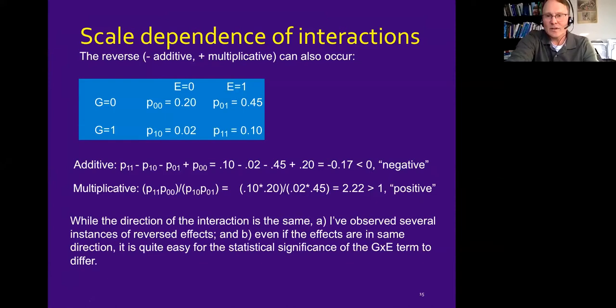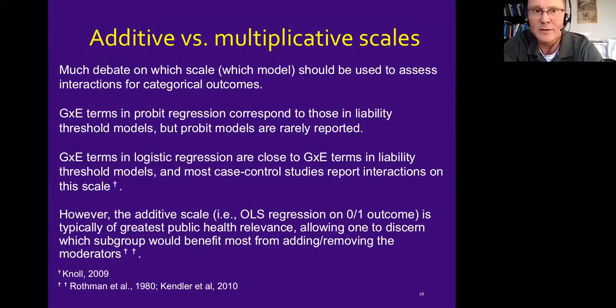It's often the case in real data that the multiplicative model and the additive model go in the same direction. But there are cases that I've observed, in the literature and otherwise, where they actually do differ in real data: one is positive, the other is negative. And even if they're in the same direction, it's often the case that the p-value for one will be less than 0.05 and the p-value for the other will be greater than 0.05. So I think it is important to discuss these issues in a paper, about whether the interaction exists on one scale but not the other.